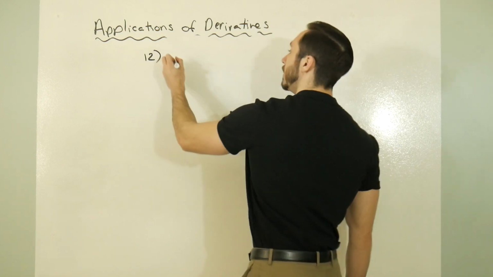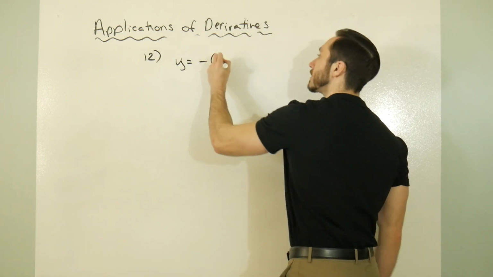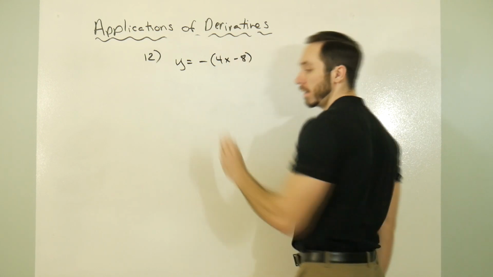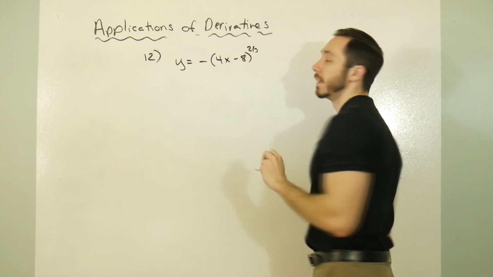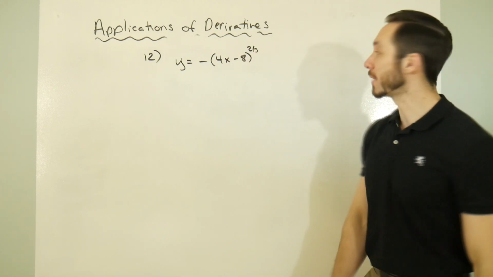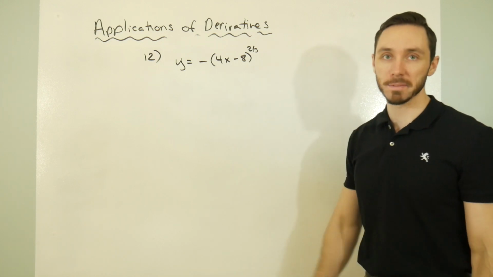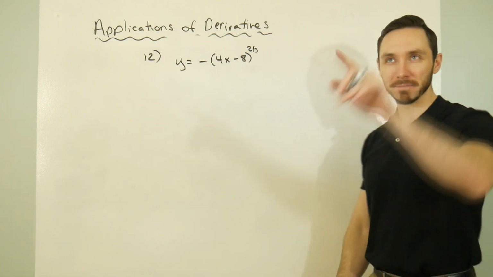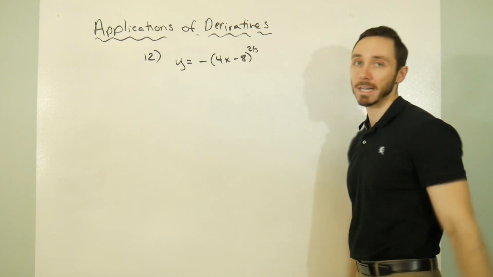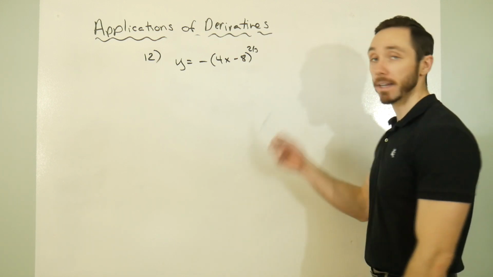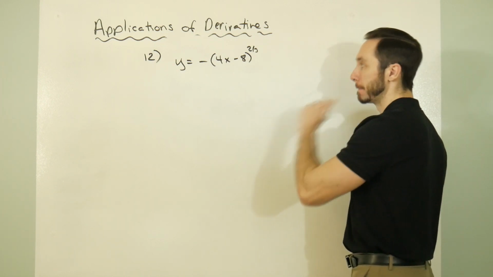Okay, looking at number 12, we have y is equal to -4x minus 8 all to the 2/3 power. Let's start by addressing the cusp in the room. That's 2/3, that's going to create a cusp based on the last problem we did a few problems ago, not the last one, but a few problems ago, we graphed it and we got 2/3 creating a cusp. So we will have to consider that.